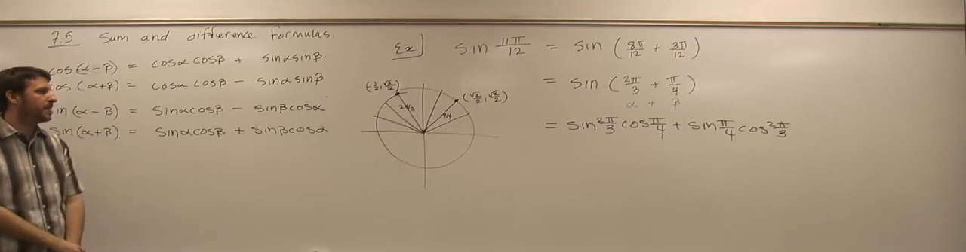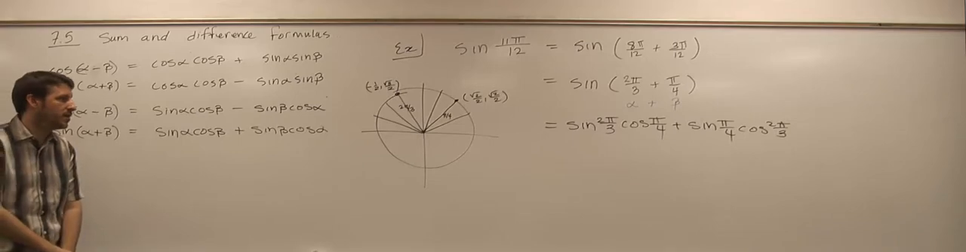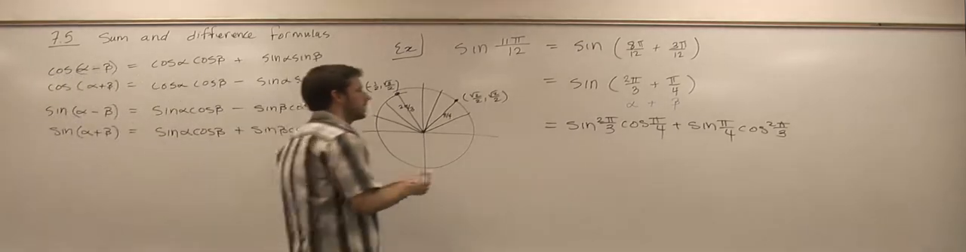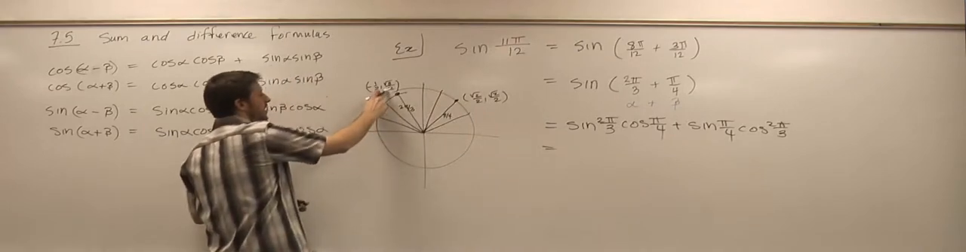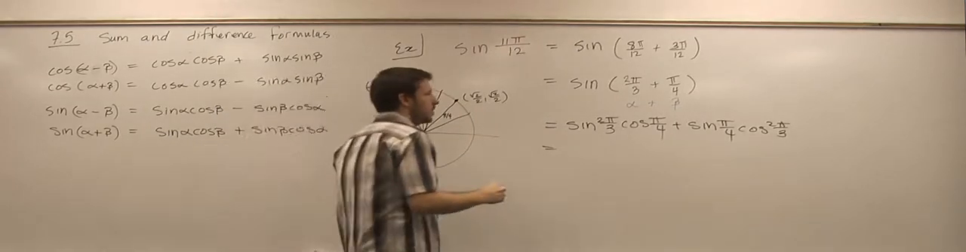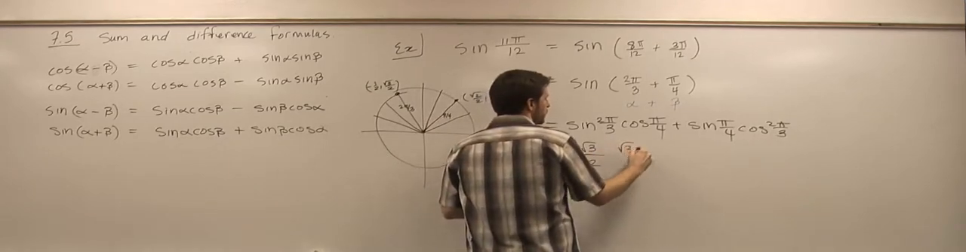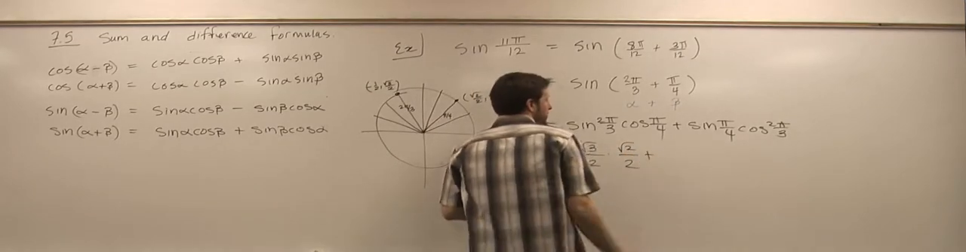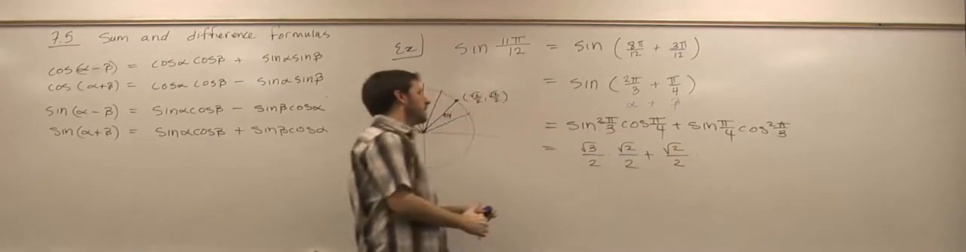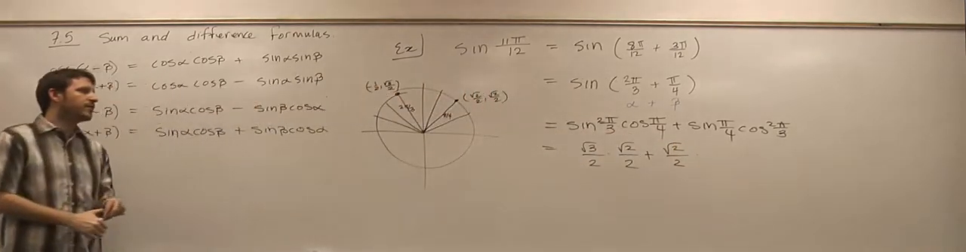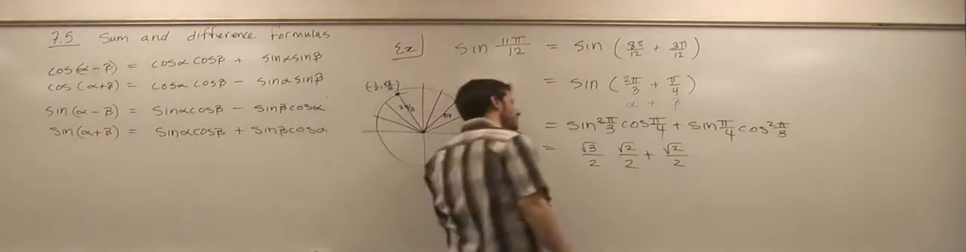Apply my formula, and then each individual sine or cosine I know here. And sine of 2 pi over 3 lands in the second quadrant and gives me root 3 over 2. Cosine of pi over 4 is root 2 over 2. Sine of pi over 4 is root 2 over 2. And then cosine of 2 pi over 3 is negative, right? You have to include the negative.